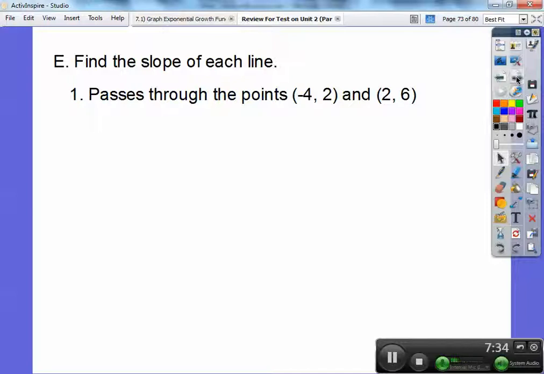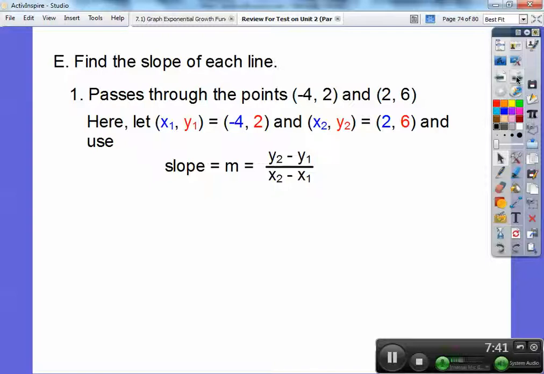Okay, and then finally, let's find the slope of the line. So this one passes through the points negative 4, 2, and 2, 6. Okay, slope formula is y2 minus y1 over x2 minus x1. So this is my x1, y1. This is my x2, y2. So we just plug them in, you guys.